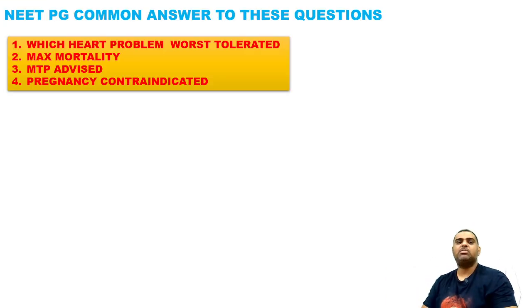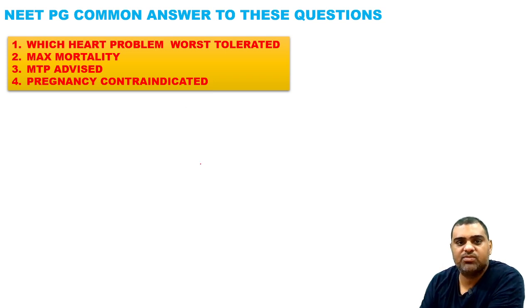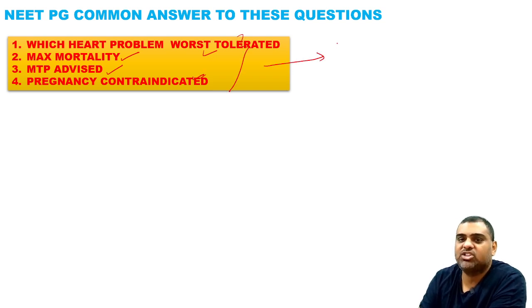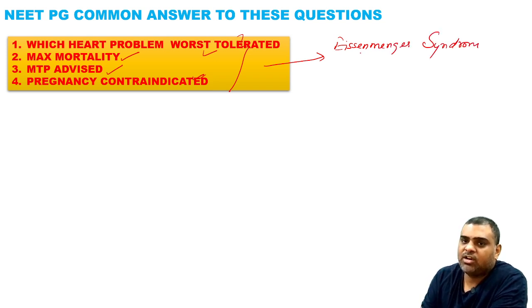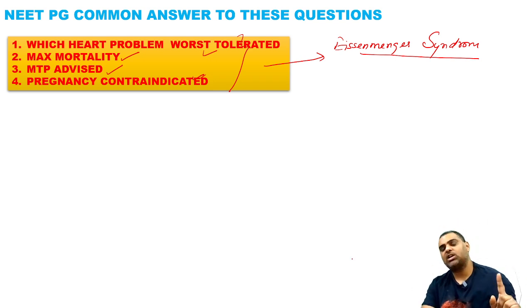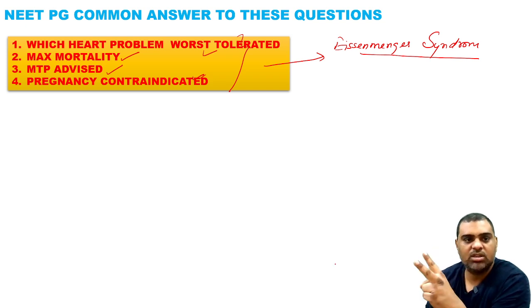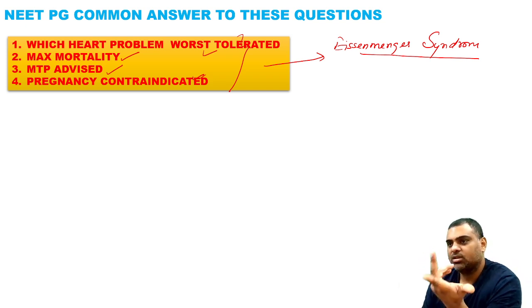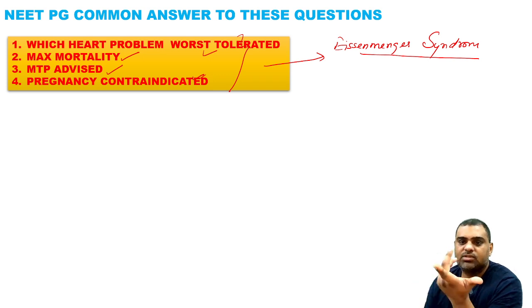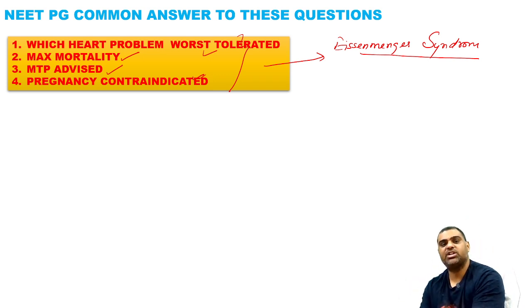Now in PG, they commonly ask which heart problem is worst tolerated, has maximum mortality, or you will advise MTP, or pregnancy is contraindicated. The answer to all these is Eisenmenger syndrome. If a lady has Eisenmenger syndrome, you will not advise pregnancy. Pregnancy is contraindicated. If pregnancy is there, you can give MTP. If you do not give MTP and the lady has already crossed that limit, there are very high chances of mortality because it is worst tolerated. So the answer to all these questions is this.